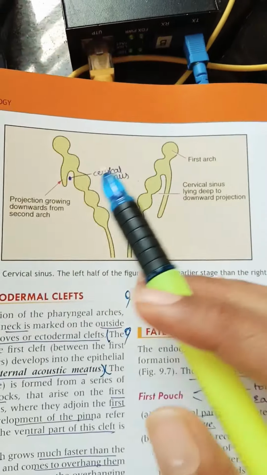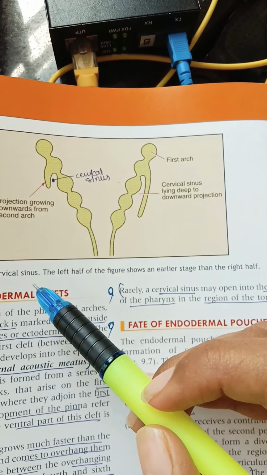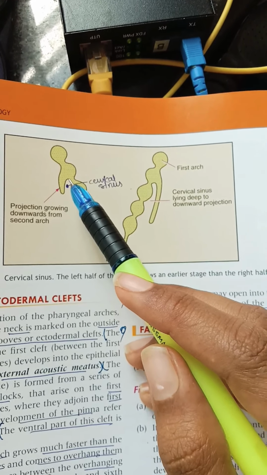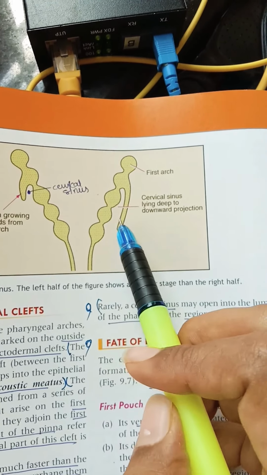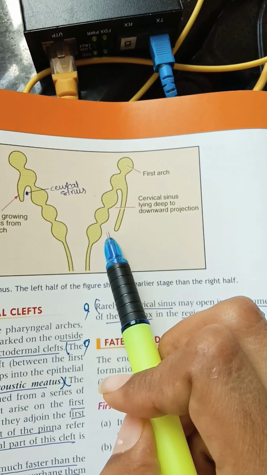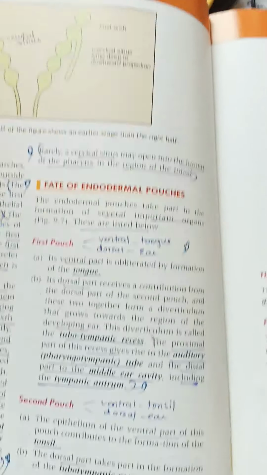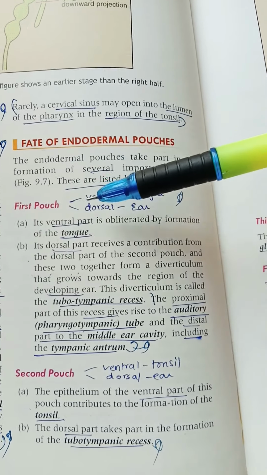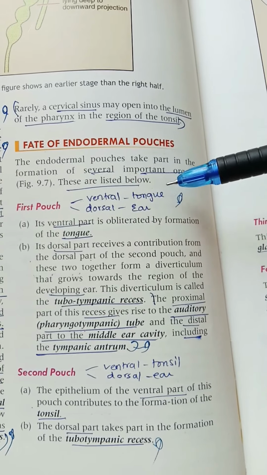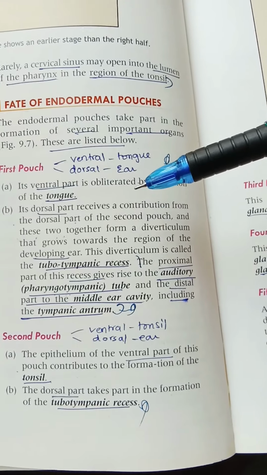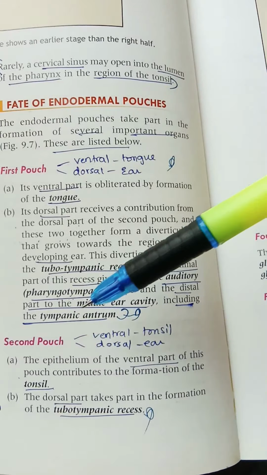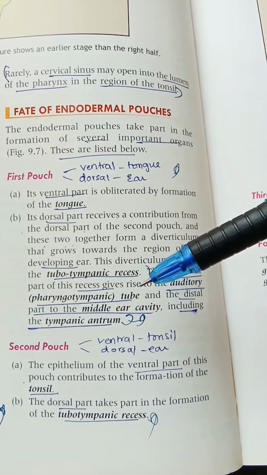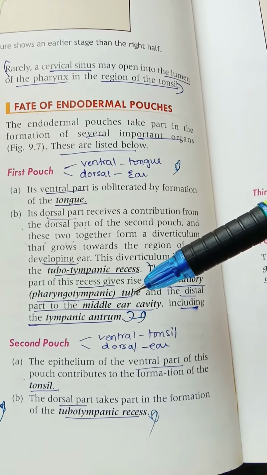So here we can check out the cervical sinus, left half of the figure. So you can see the projection growing downwards from the second arch. This is the cervical sinus, the first arch, cervical sinus lying deep to the downward projection. And next, the first pouch, these are the endodermal pouches, if you remember, that is endodermal origin. So they're also having ventral and dorsal parts, right? Ventral part gives rise to tongue, dorsal part to the ear, and we also have the proximal part of the recess giving rise to the auditory pharyngotympanic tube, and the distal part to the middle ear cavity, including the tympanic antrum.